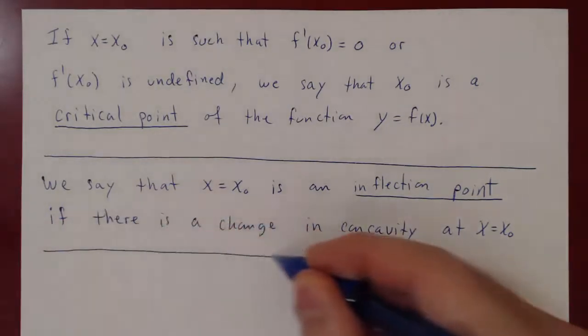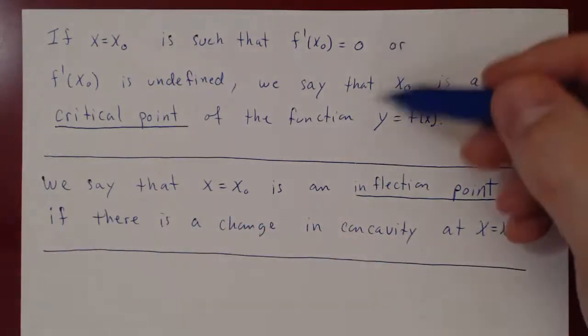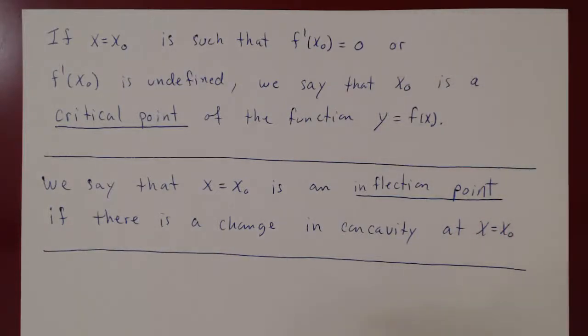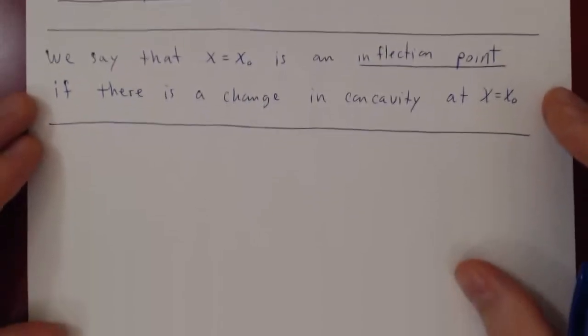And you may ask, well, how do we find inflection points? Well, in the same way in which we find critical points, think of it. What gives concavity? That is the second derivative. If the second derivative is always positive, the curve is always concave up, and that's it. If the second derivative is always negative, the curve is always concave down, and that's also it. So the only way to have a change in concavity is if you have a point where the second derivative is zero, or where the second derivative is undefined. And this is our conclusion with inflection points.